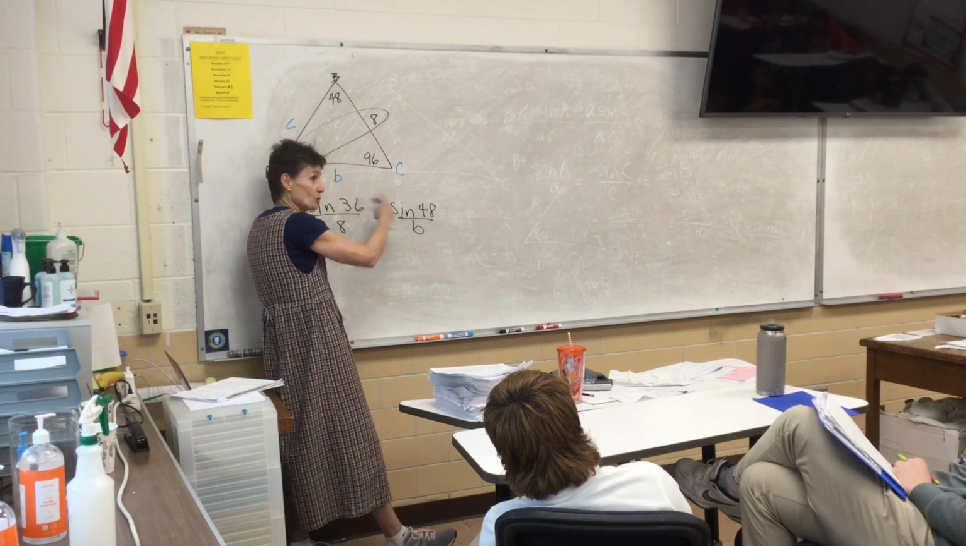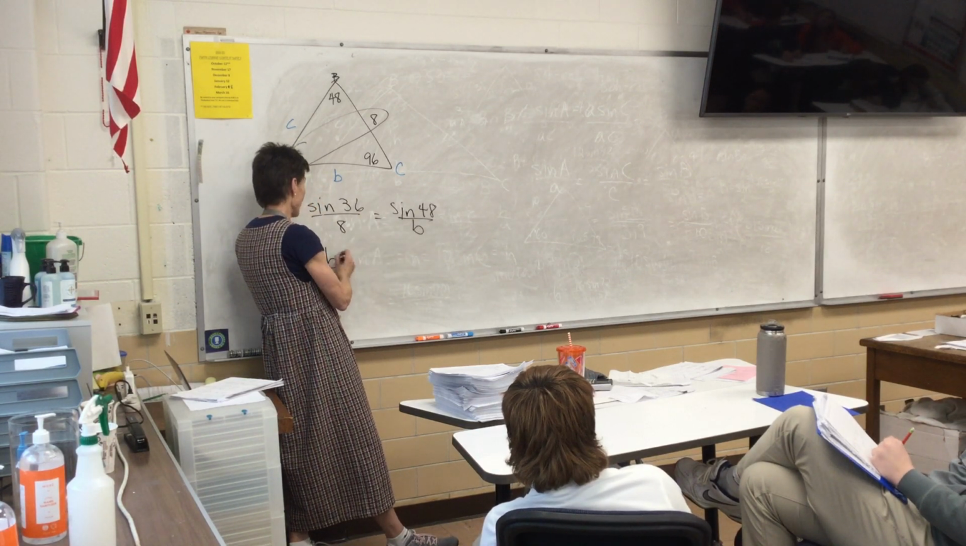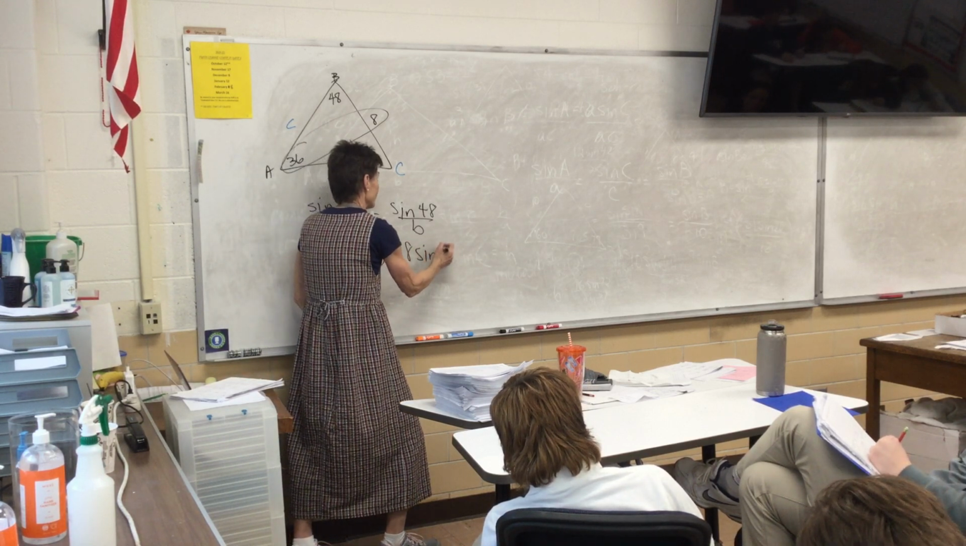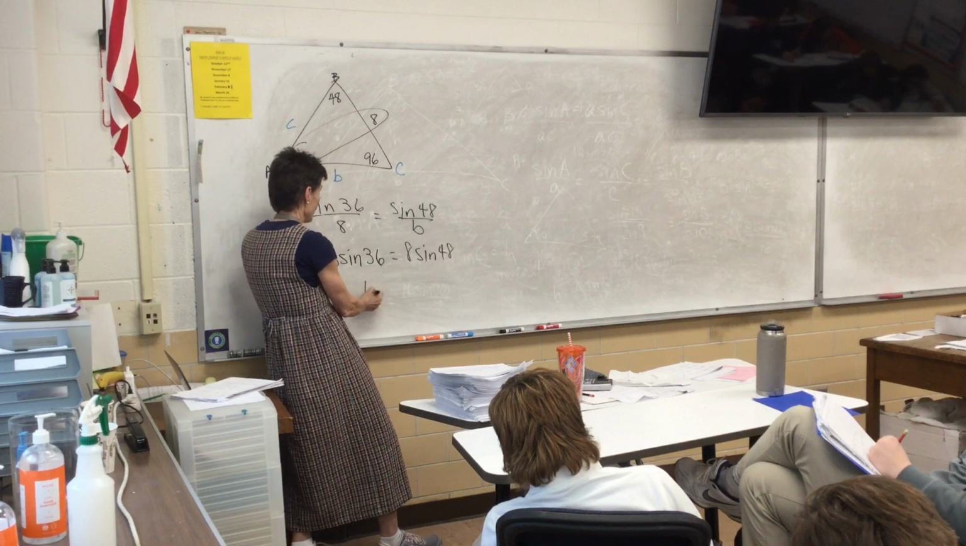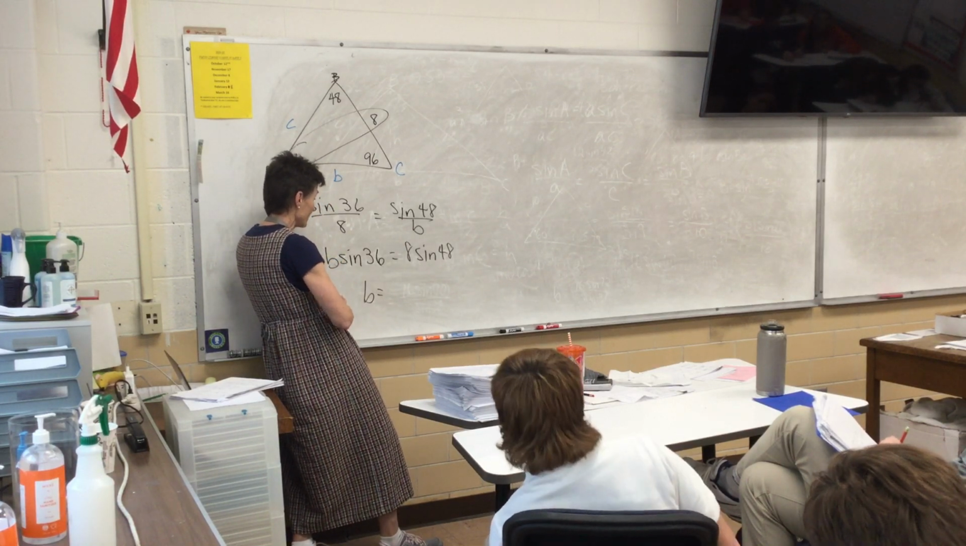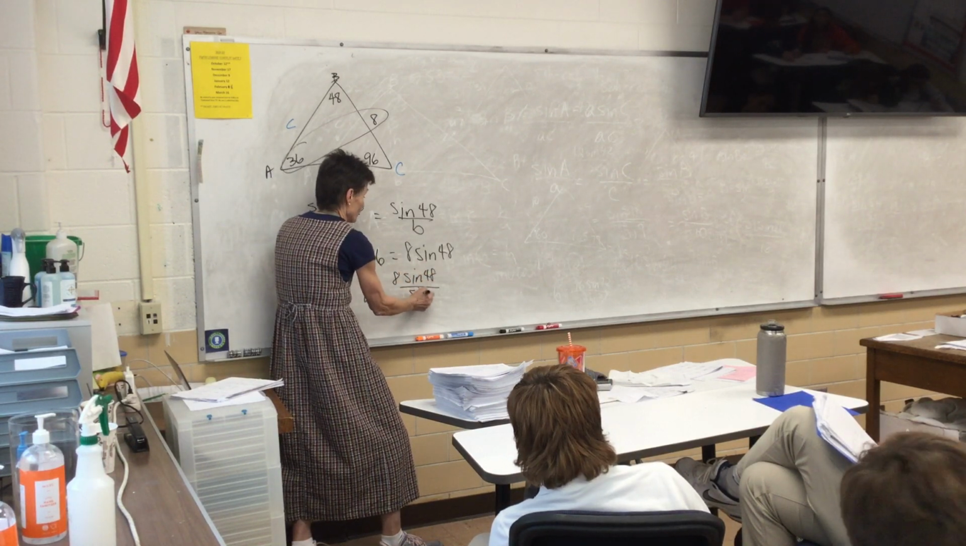All right, this is a proportion. How do we solve a proportion? So b sine 36 equals 8 sine 48. And b equals, I'm going to divide by sine 36 because my goal is to solve for b. So 8 sine 48 over sine 36.